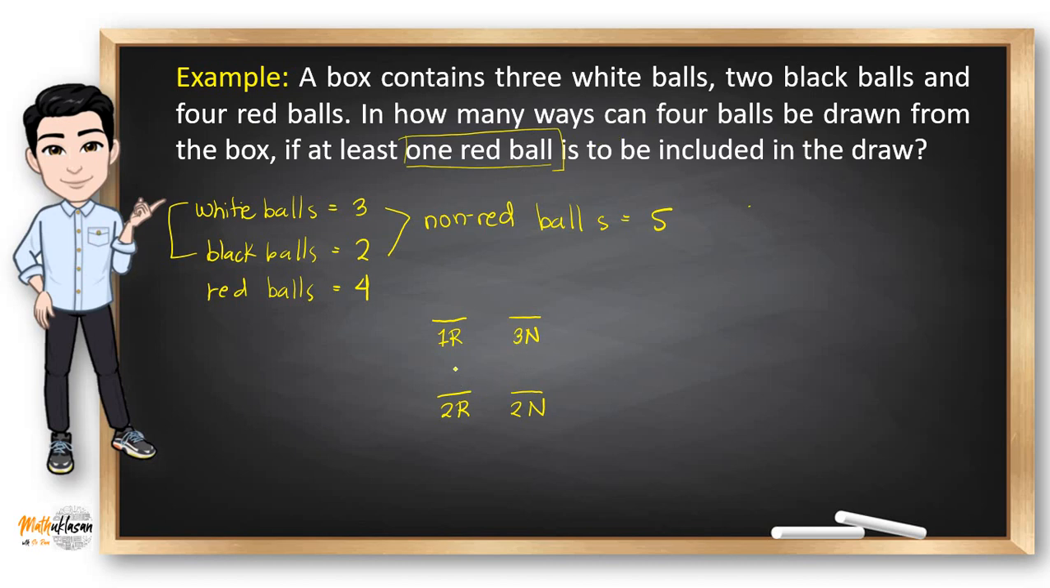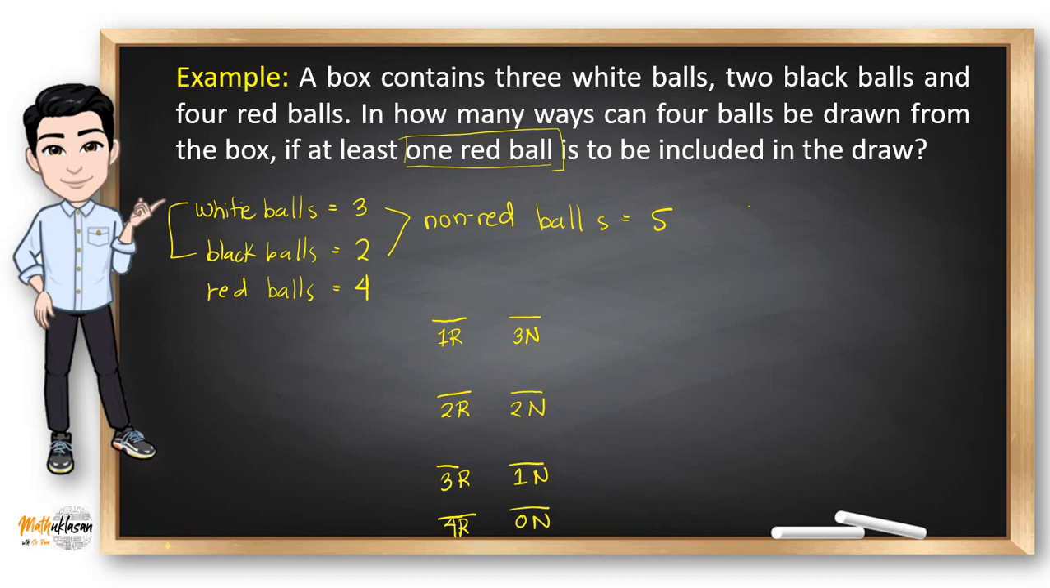So we have one red ball and three non-red balls, and then we could also have three red balls while we just have one non-red ball. Or the last one is that we have four red balls. All of the balls are red, and there's no non-red ball.